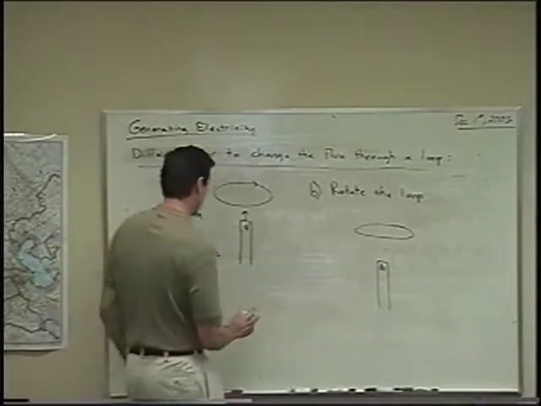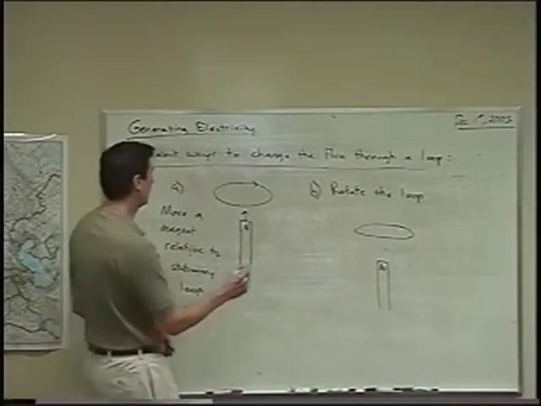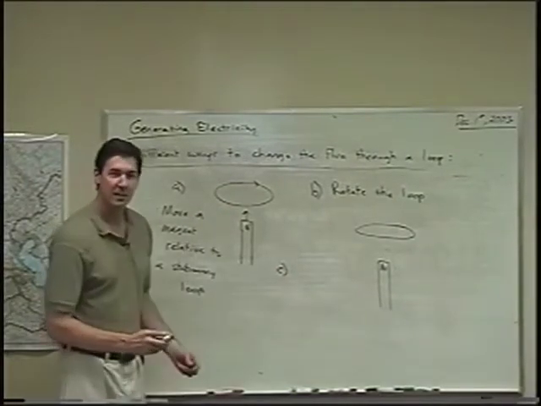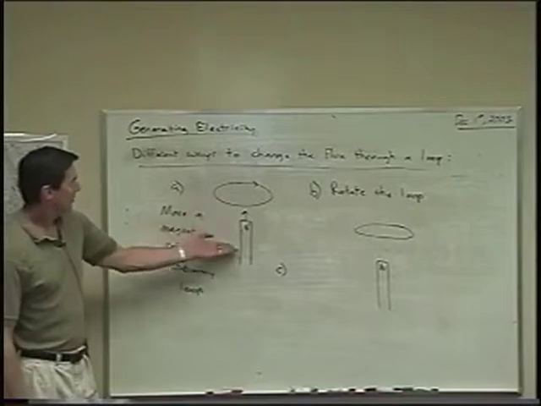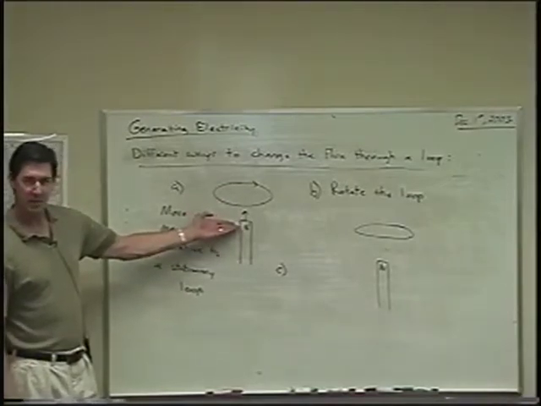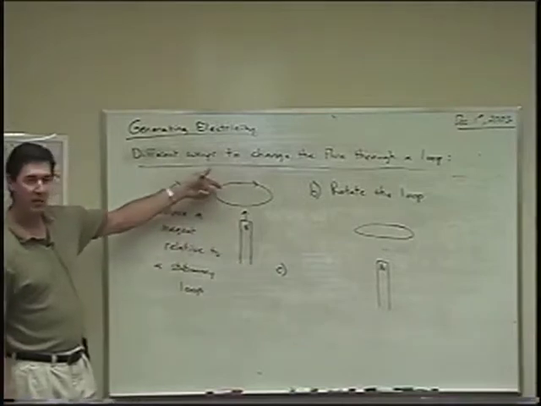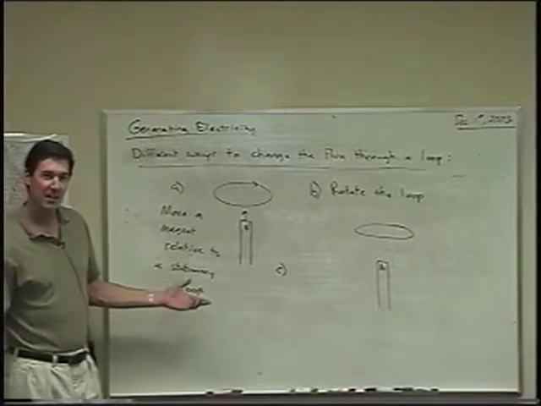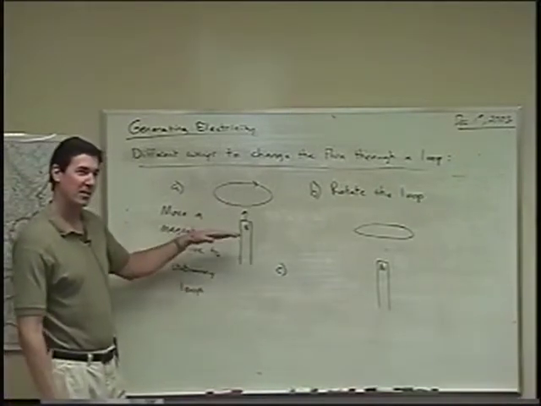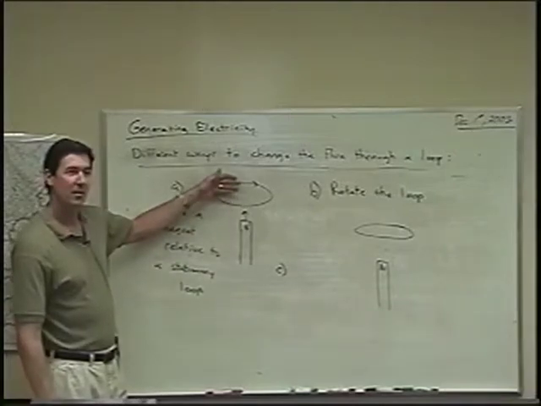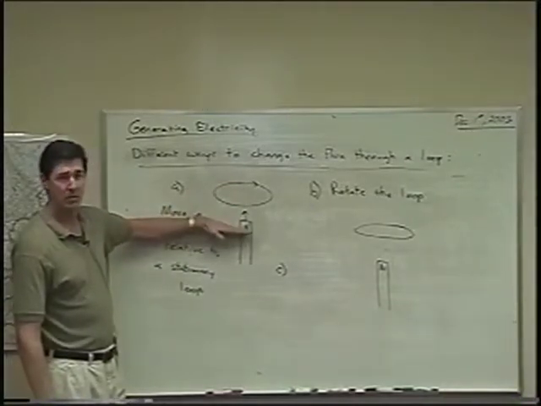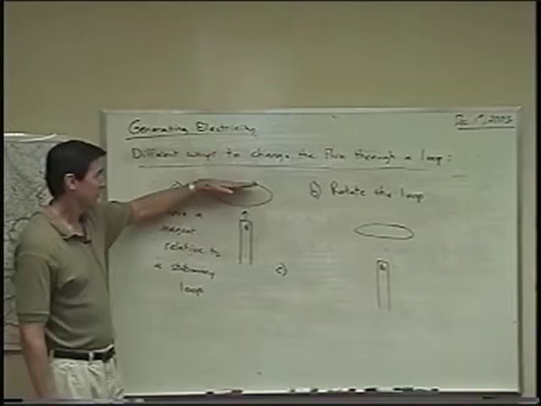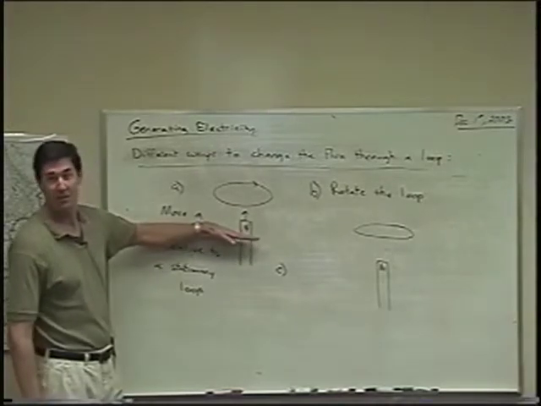Now I had one other simple way to change the flux in mind. What else could you do in this simple basic situation? We've tried moving the magnet. We've tried rotating the coil. What about if you go like this? Well, you could just move the coil, right? Move it straight down toward the magnet, rather than rotating it.